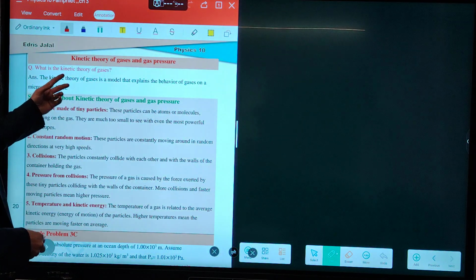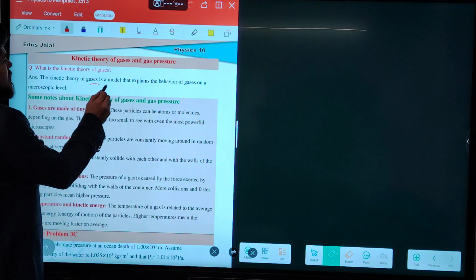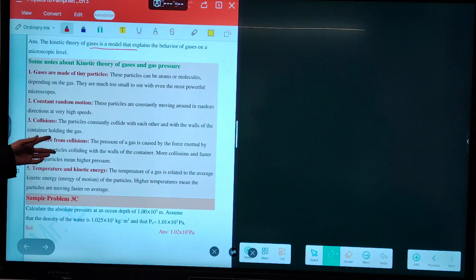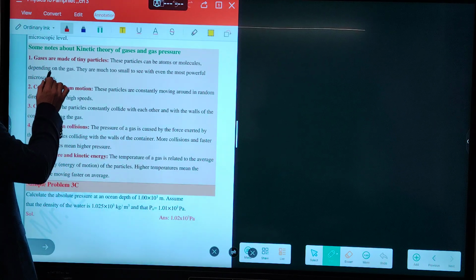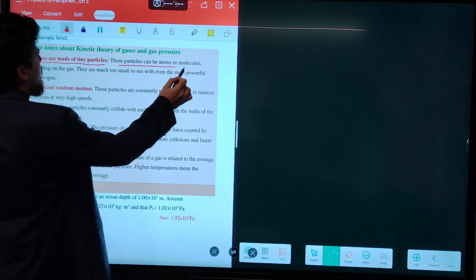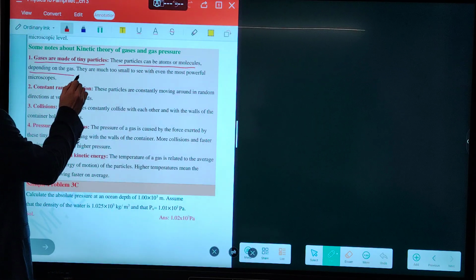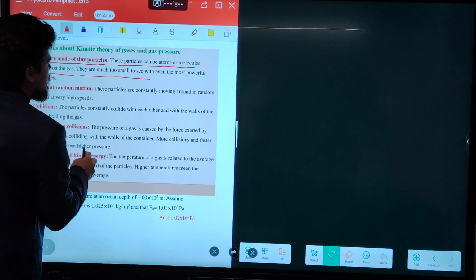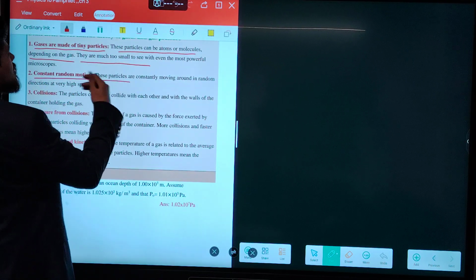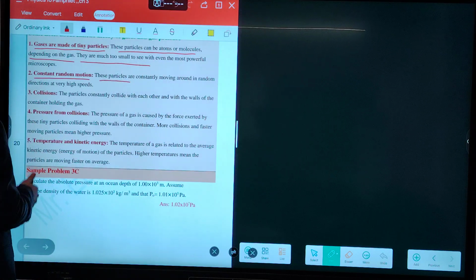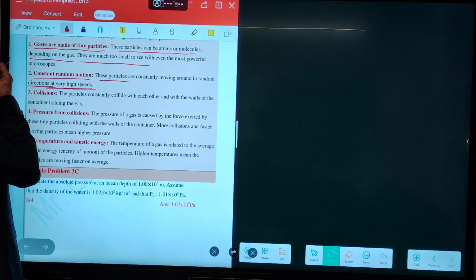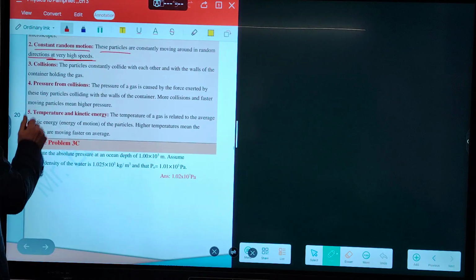So what is the kinetic theory of gas? It is a model that explains the behavior of gas on a microscopic level. Gases are made of tiny particles. These particles can be atoms or molecules, depending on the gas, and they are much too small to see even with the most powerful microscope. Constant random motion: these particles are constantly moving around in random directions at a very high speed. Why? Because there is a separation between the particles.